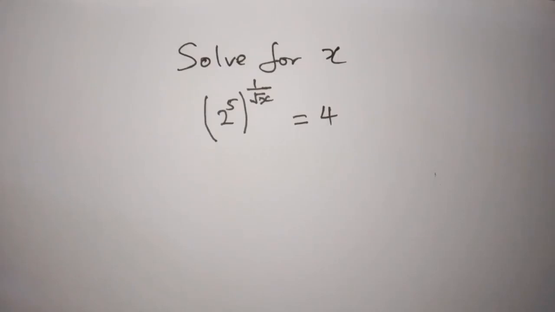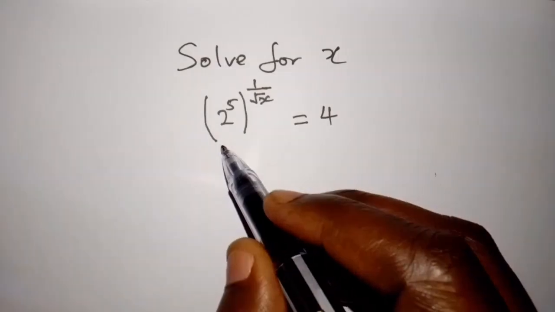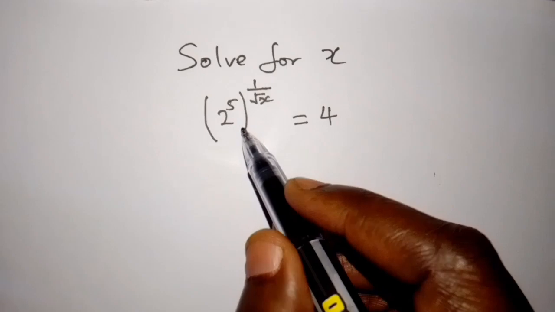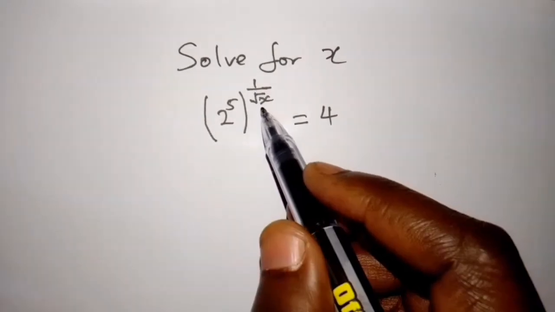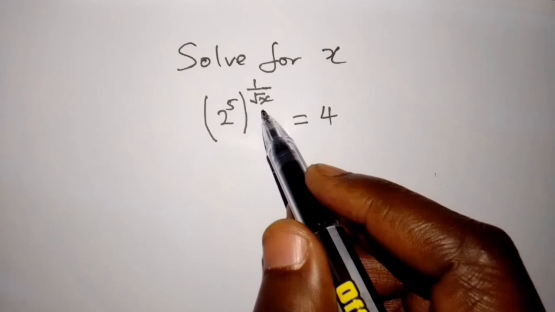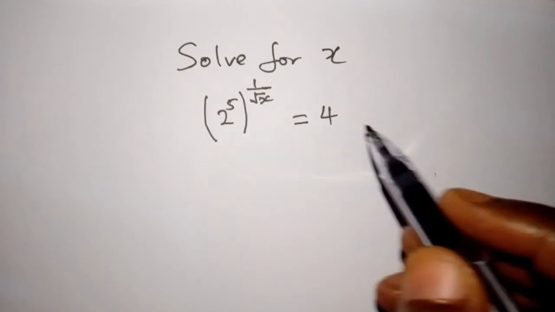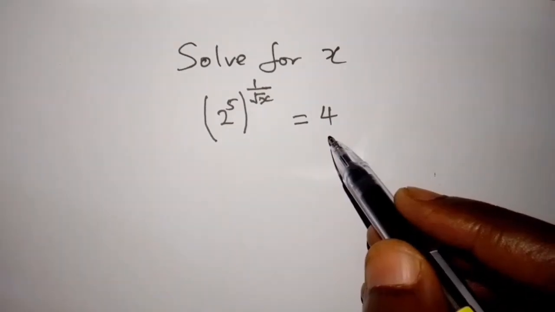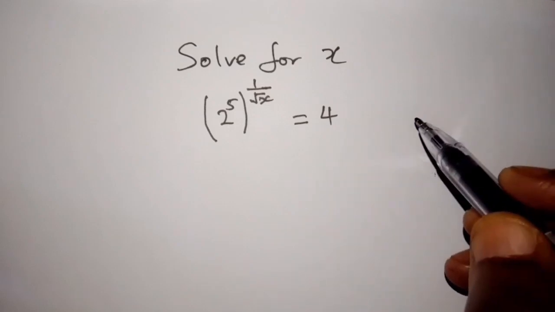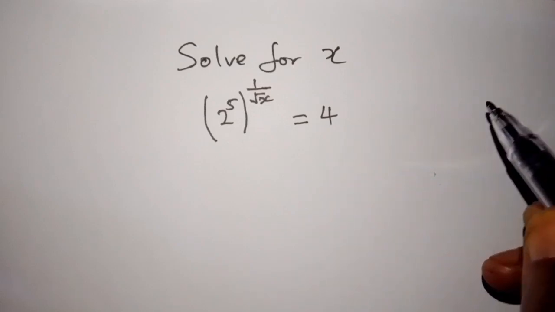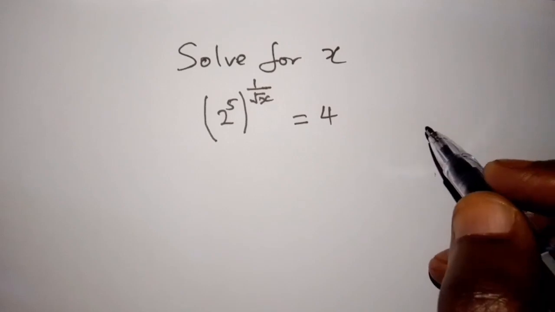Solve for x. 2 power 5 into bracket power 1 over square root of x is equal to 4. Let us apply the following exponent rules to solve this problem.